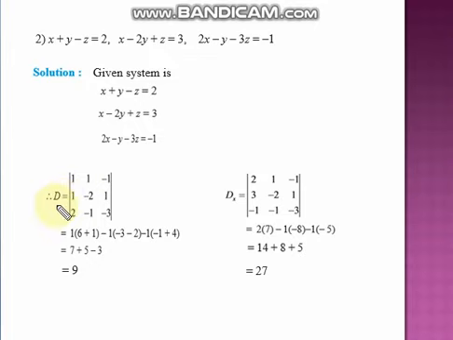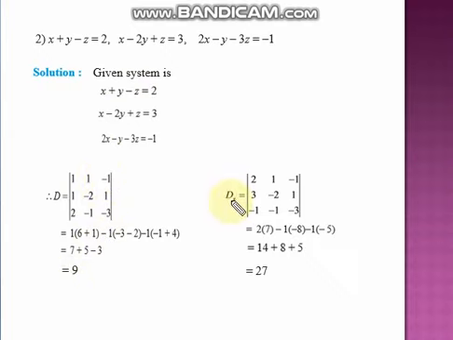Let us obtain d with the coefficients of x, y, z. The coefficients of x are 1, 1, 2, that gives me the first column. Coefficients of y are 1, minus 2, minus 1, that gives me the second column. Coefficients of z are minus 1, plus 1, and minus 3, that gives me the third column. You can evaluate d, the value of d is 9.